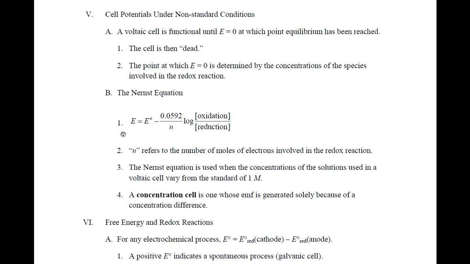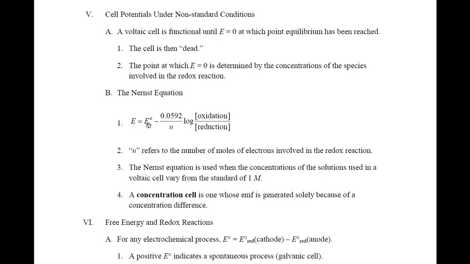The energy of the cell is going to be the standard energy cell minus 0.0592 over n, which n refers to the number of moles of electrons. Remember how when we wrote the half reactions and we had to add electrons to either the product side or the reactant side? Those are moles of electrons. And so we're going to use that in this calculation. And then we'll take the log of the oxidation concentration over the reduction concentration. And the result of all of this tells us the voltage.